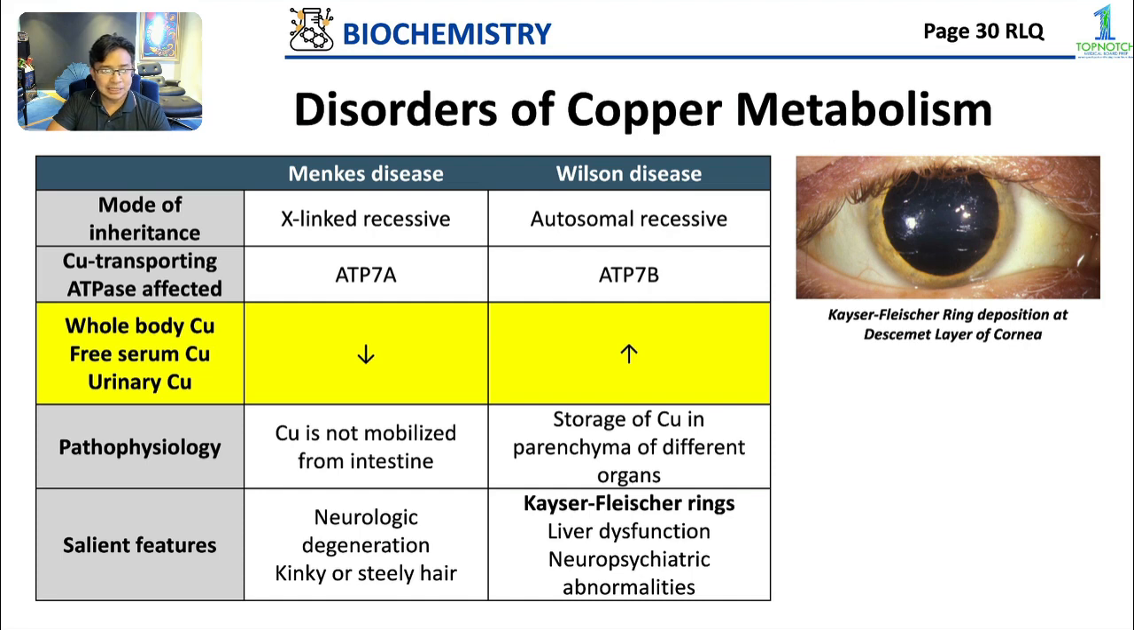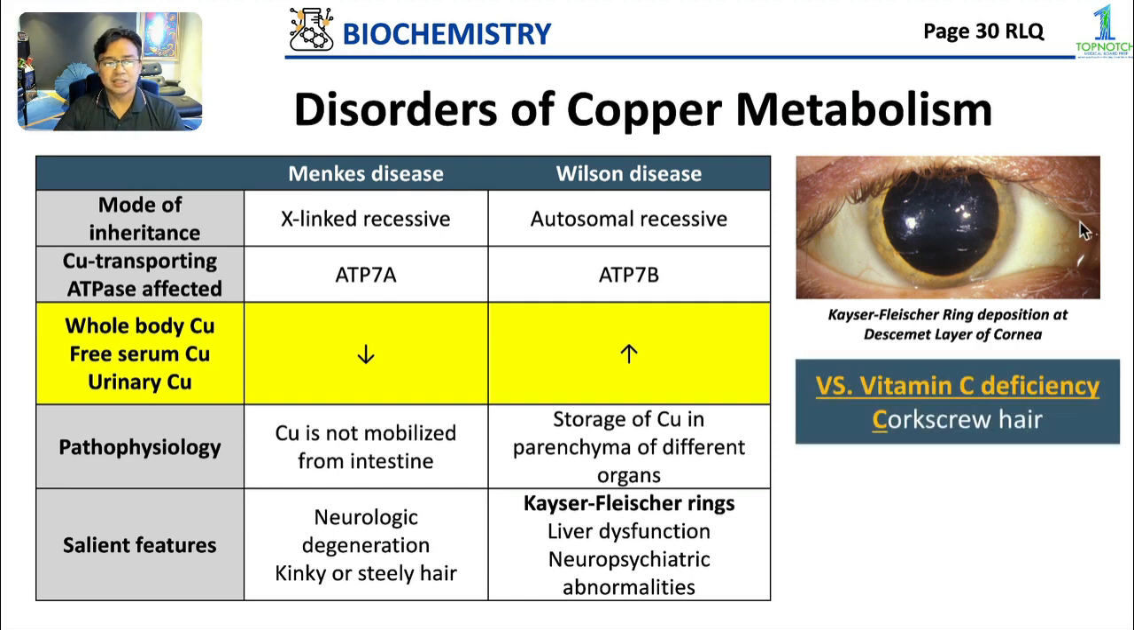Now, copper metabolism can have two problems. One is Menkes disease, having overall decrease in copper in the body due to an X-linked recessive mutation of your ATP7A. Dito naman guys, copper is not mobilized into the intestine. It's not mobilized from the intestine to the body. Therefore, konti ang copper mo sa other parts of the body mo. You can have neuro problems, you can have a kinky or steely hair problem. In contrast, corkscrew hair ang meron sa ating vitamin C deficiency naman.